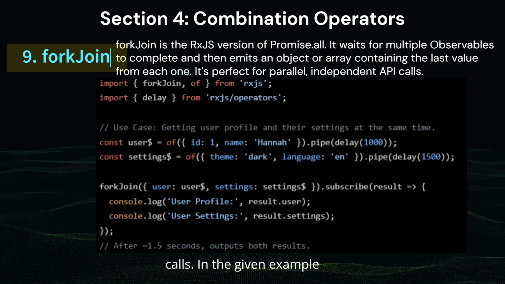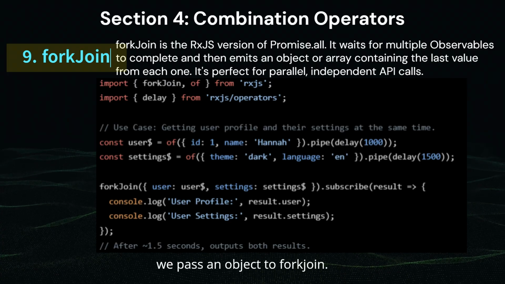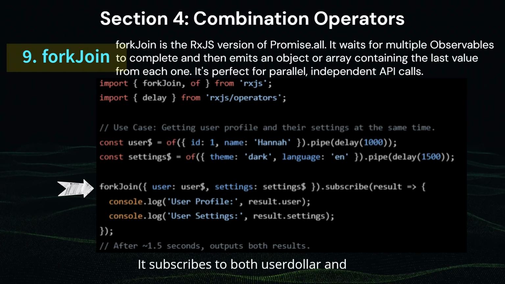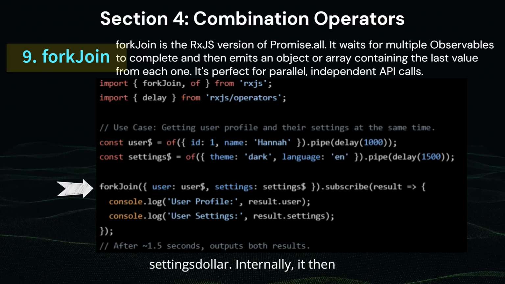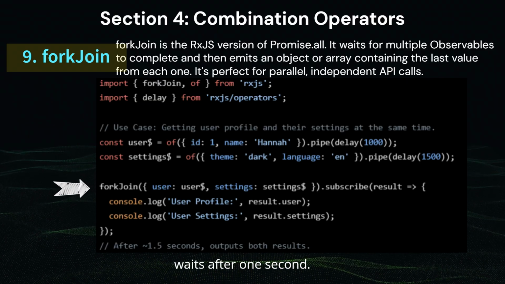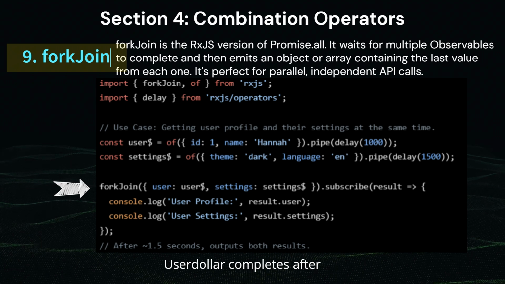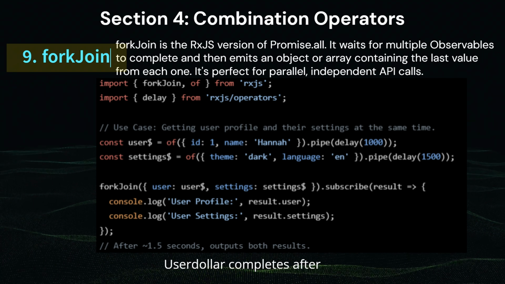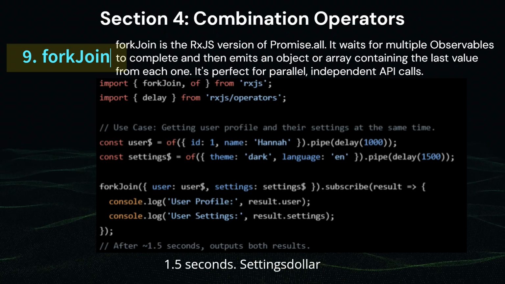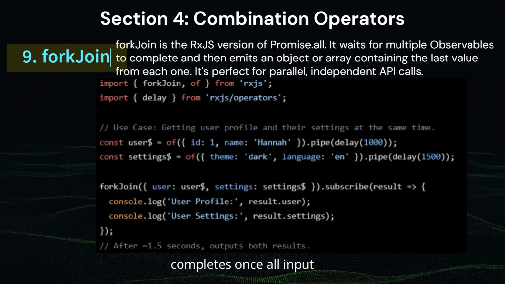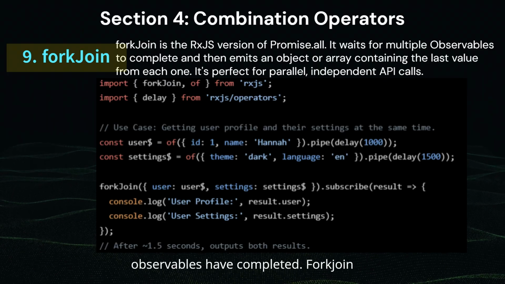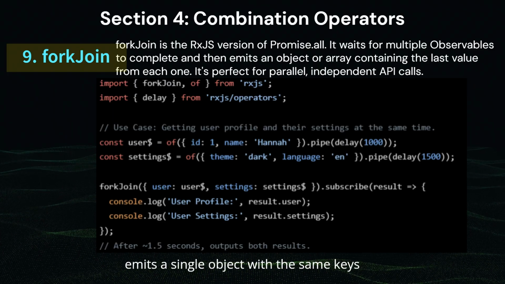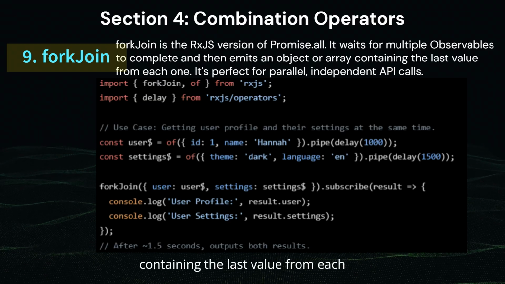In the given example, we pass an object to forkJoin. It subscribes to both user and settings internally. It then waits. After 1 second, user completes. After 1.5 seconds, settings completes. Once all input observables have completed, forkJoin emits a single object with the same keys, containing the last value from each respective stream.